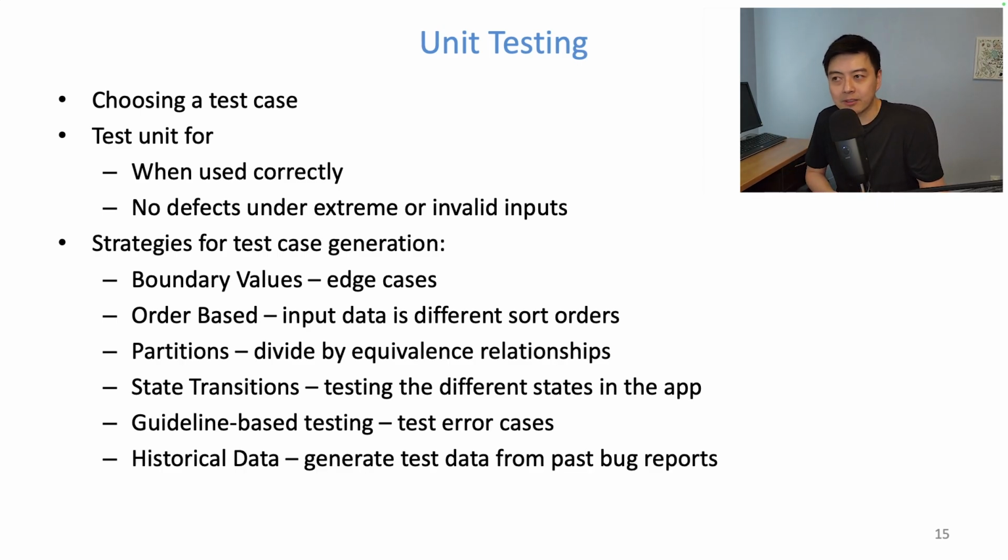You might write tests for historical data. Now, this one might be less pertinent for unit testing, just because there might not be historical data for certain classes, but generate test data from past bug reports, right? In the past, there have been these bugs that have been noticed in the application. So use this historical data in order to generate your test data for this round of testing.